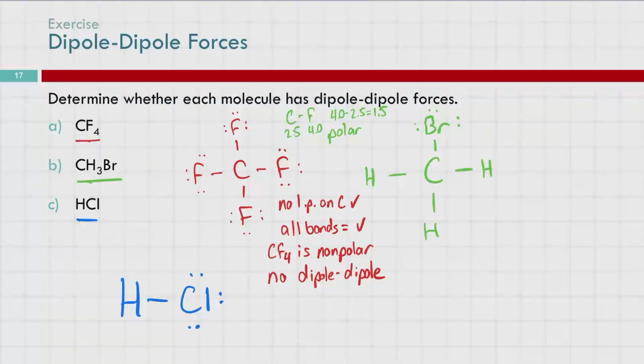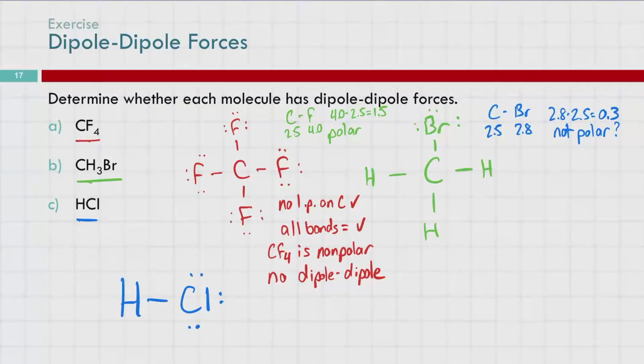For B, this is the one that could be a little confusing. If we look at the bond between carbon and bromine, the CBr bond, carbon is still a 2.5, bromine is a 2.8. Those of you that are quick with it will see that that's only a difference of 0.3. Our cutoff is about 0.4. So not polar, which then would mean that the whole thing can't be polar, potentially.